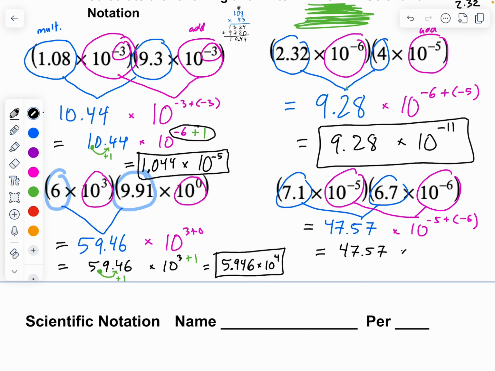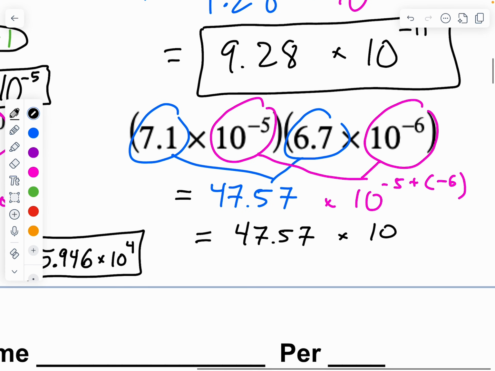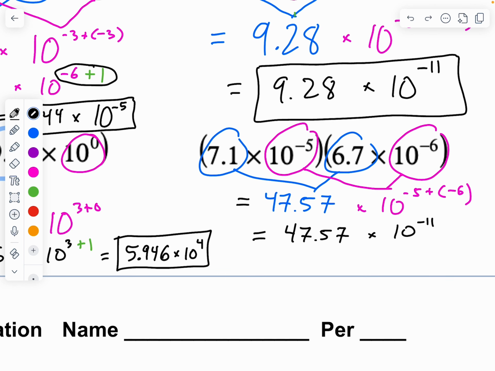47.57 times 10. What's -5 minus 6? -5 minus 6 is -11. A small number times a small number is a really small number. And that's my answer. Whoa, that's not my answer. Why is it not my answer? Is this proper? Is that a number between 1 and 10? No, good job. I know you got this.